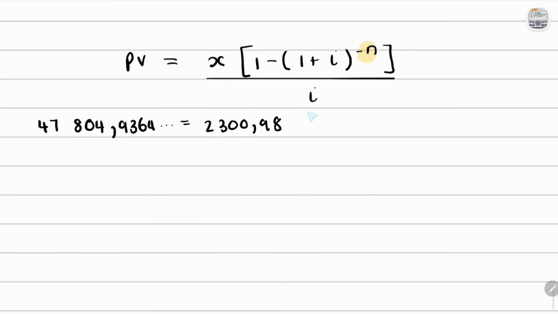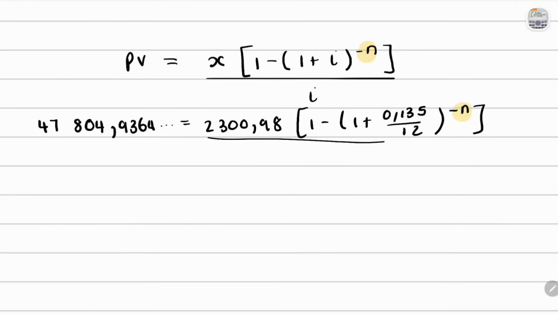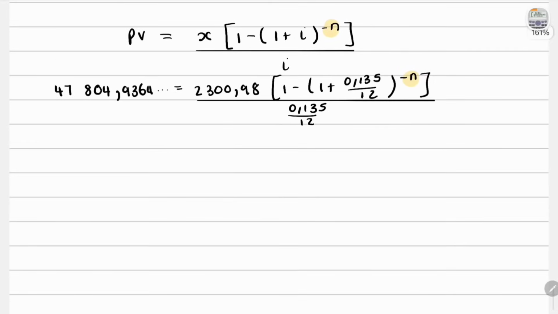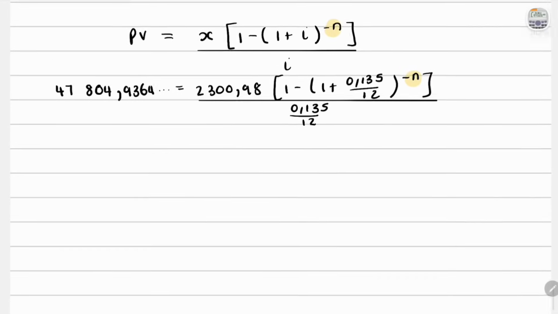So if he now owes this and he's paying 2,398.98 cents, and we have 1 minus 1 plus 0.135 over 12 raised to the power of negative n. Now I won't multiply that by 12 or anything. Let's leave it like that so that it can tell us the months that he's going to finish this loan in. Okay, and that goes all over 0.135 over 12. Okay, so here we have an equation and we need to solve for the exponent n.